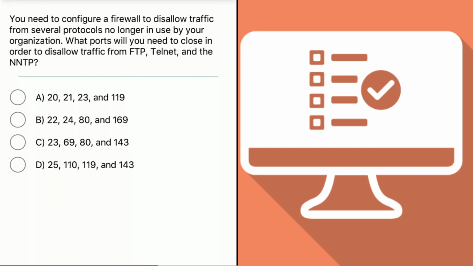You need to configure a firewall to disallow traffic from several protocols no longer in use by your organization. What ports will you need to close in order to disallow traffic from FTP, Telnet, and NNTP? A. 20, 21, 23, and 119. B. 22, 24, 80, and 169. C. 23, 69, 80, and 143. D. 25, 110, 119, and 143.